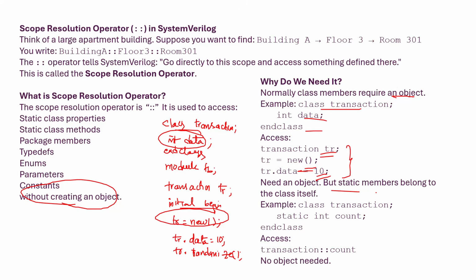But static members belong to the class itself, right? Dynamic members you can call in your module, but static methods are related to your class only. That means they can be used within the class only. Outside the class we can't call them directly. So how do we call these static members and static methods in your module? By using the scope resolution operator. Without creating any object, you get the static members and methods in your module. That is the reason we are using it.